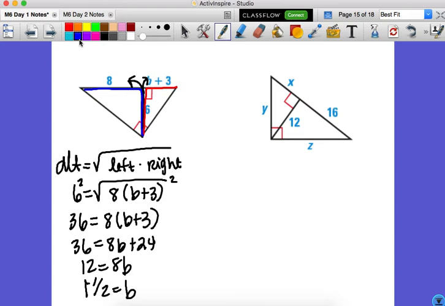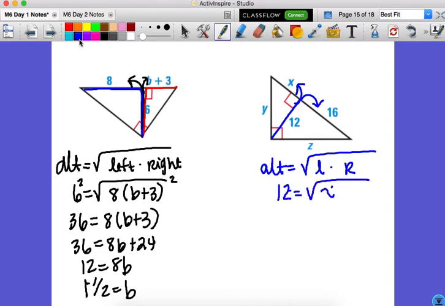Looking at the triangle on the right, you now have 3 missing pieces. I notice that the altitude is labeled, so I might start with that altitude splits rule, which says the left times the right. So x times 16. The altitude itself is labeled as 12. To get rid of my square root, we square both sides. And then we divide by 16 to get our final answer, which is x equals 9.